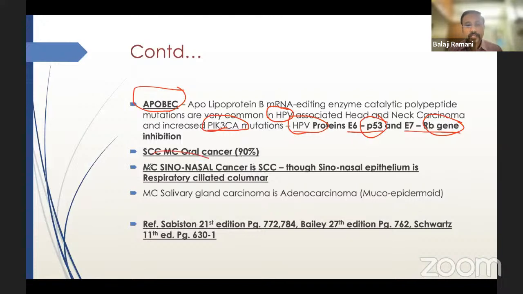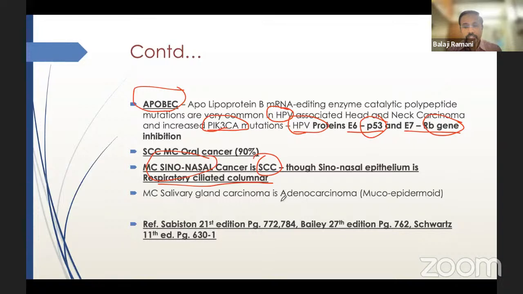But even in the sinonasal tract, we also discussed yesterday when we were talking about PNS tumors, it is still going to be squamous cell carcinoma which is the most common malignancy. Though the epithelium that you have is a respiratory ciliated columnar epithelium, it's not a squamous epithelium. You will get the ciliated columnar epithelium, which is very prevalent there. But even though that is the case, squamous cell carcinoma is the most common malignancy in that particular area.